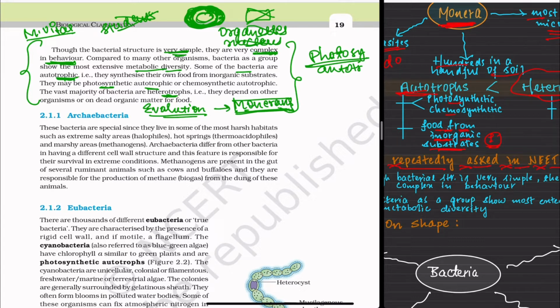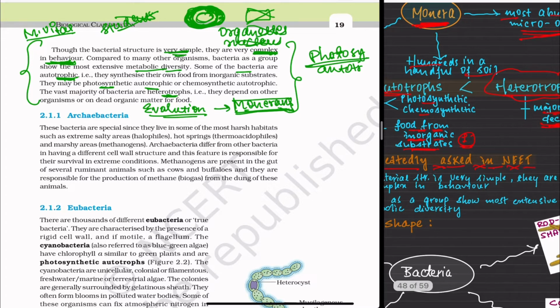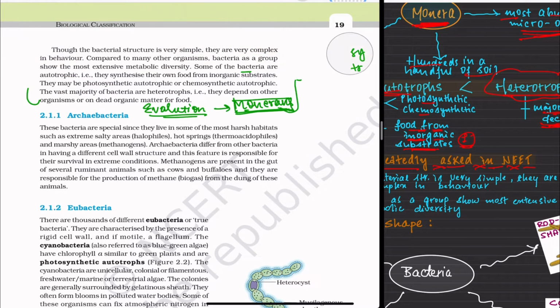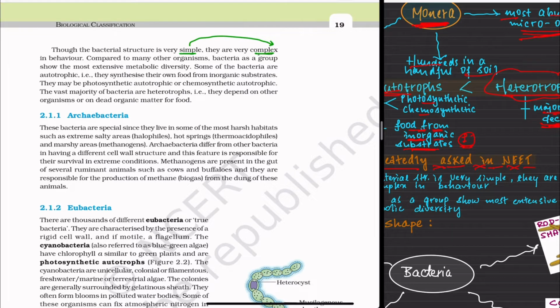So how do they ask questions? One first question they ask from here: food from inorganic substrates. And the second question they ask is, they frame options like this: though the bacterial structure is very complex, they are very simple in behavior. They only change the placement of the words. Very simple, they put it here. Complex, they put it here. And out comes a new question. Though the bacterial structure is very complex, they are very simple in behavior.